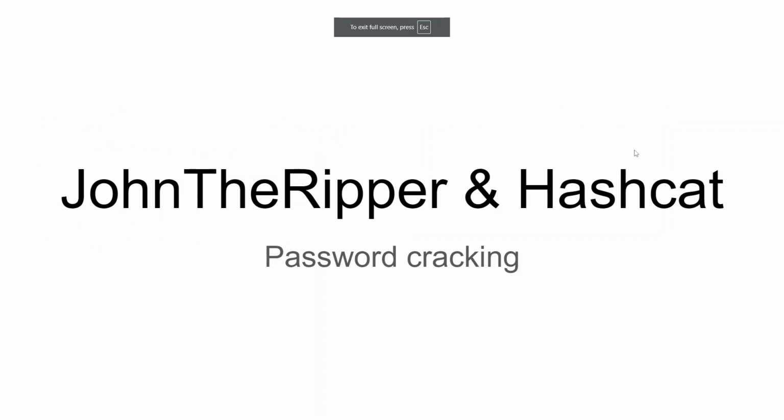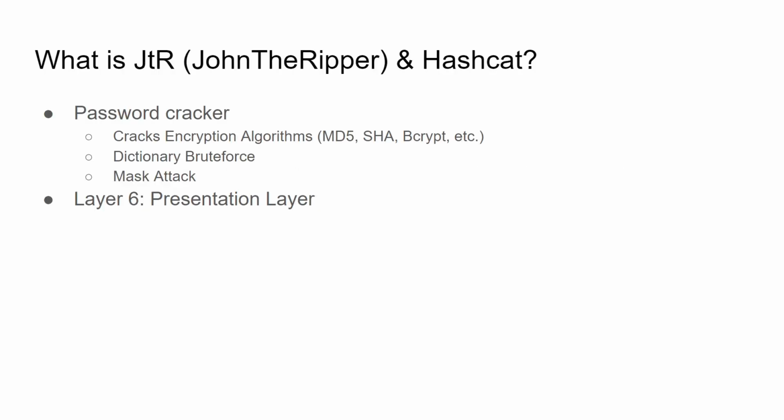So we finished curl, and now I'm going to be talking about John the Ripper and Hashcat. This is a separate topic from curl, so this is going to be a bit new. They are password crackers. They basically crack encryption algorithms like MD5, SHA, bcrypt, or whatever other algorithms you know of.